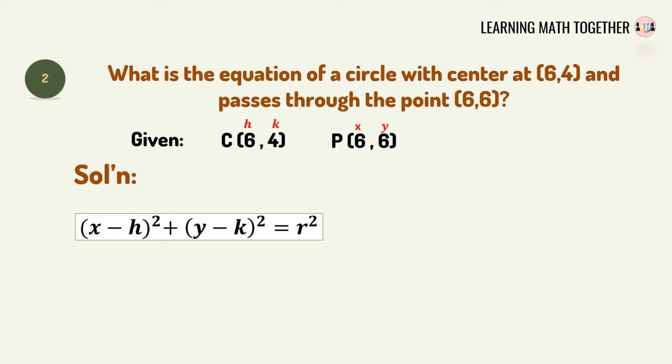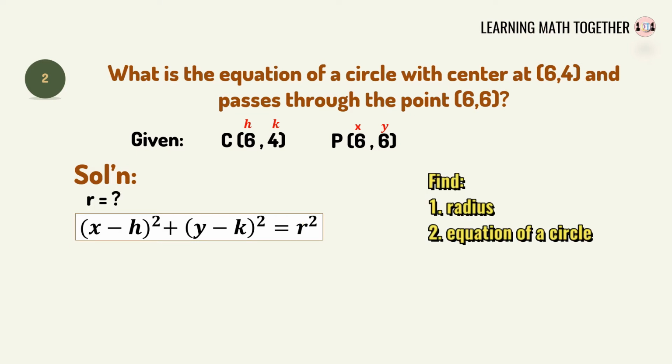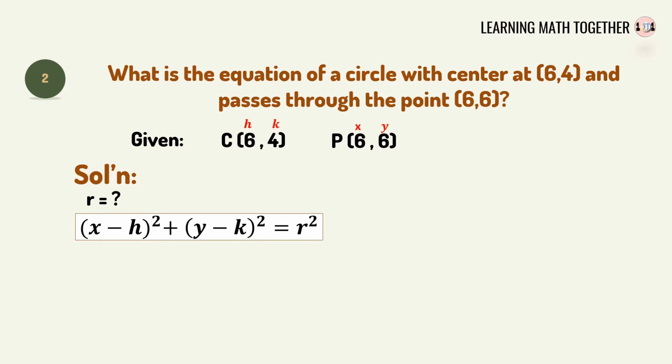And then if we substitute all these values in this formula, we would be able to identify the value of the radius. We have to find first the radius before we can find the equation of a circle. So that would be the first step. Let us find the radius by substituting the center and the point on a circle. The value of x is 6, copy minus, and the value of h is also 6, and then just copy the exponent 2. Plus the value of our y is 6 and the value of k is 4, and then equals r squared.